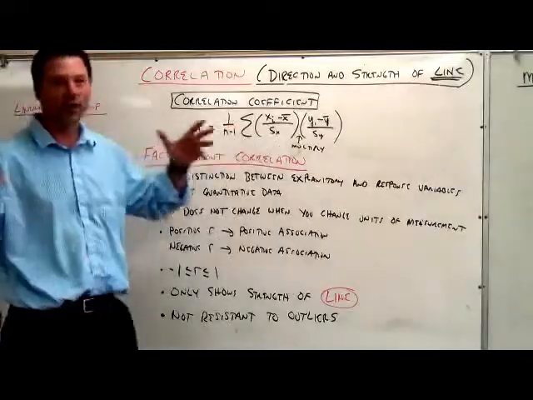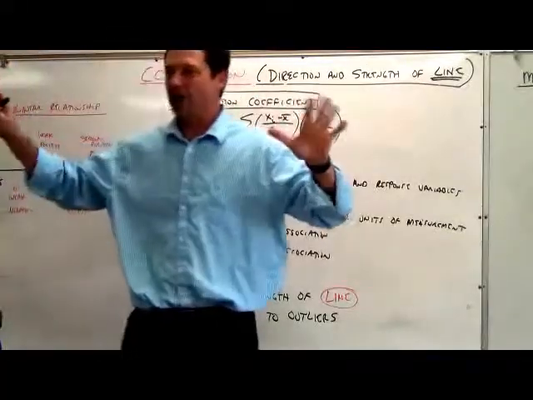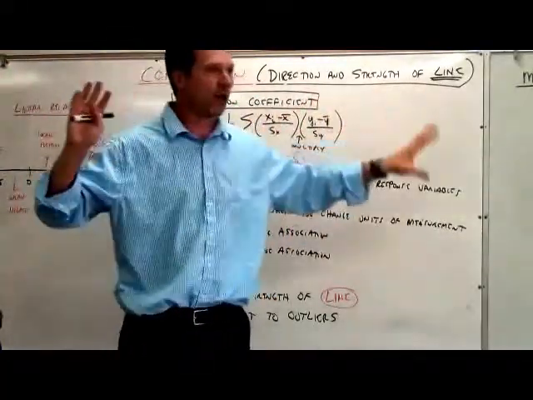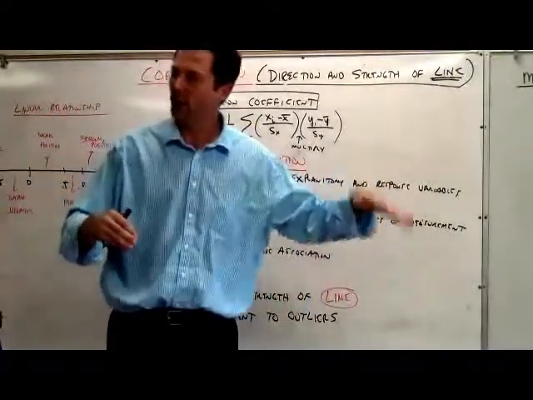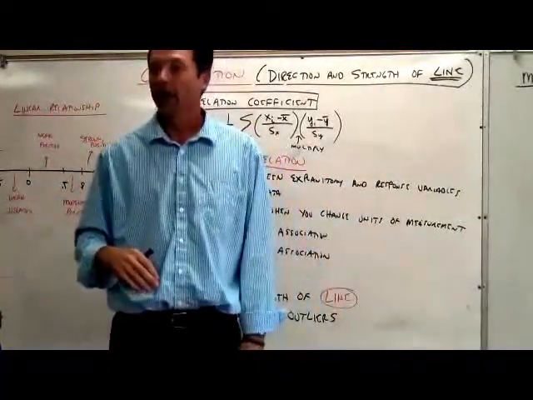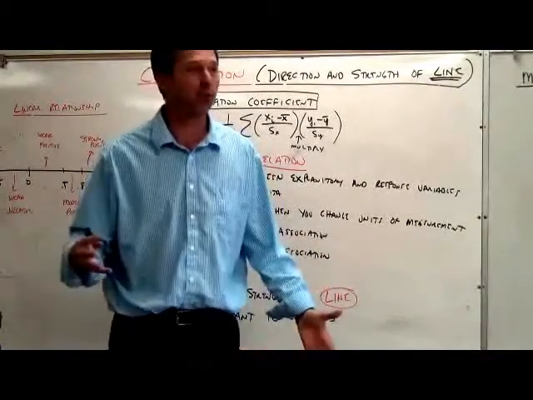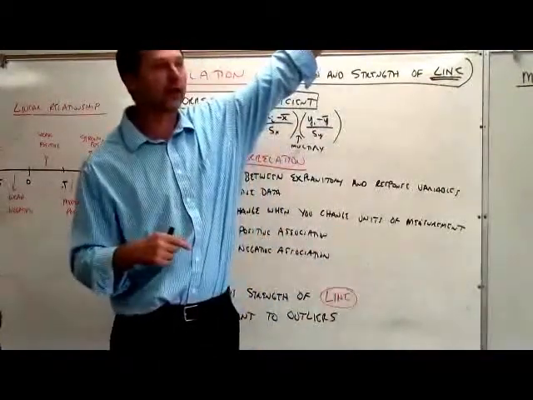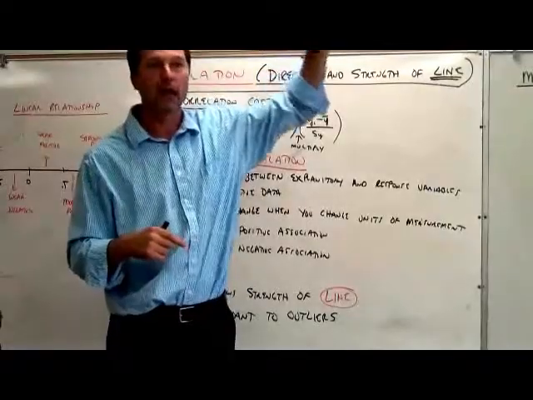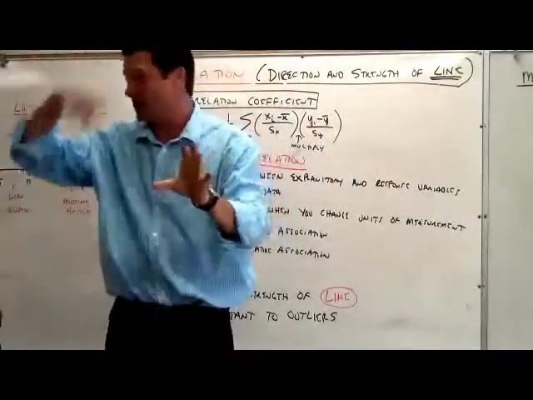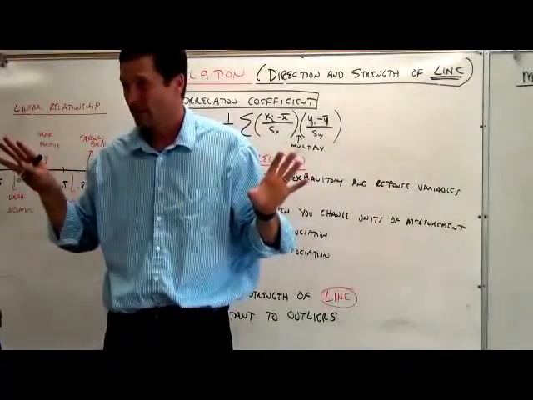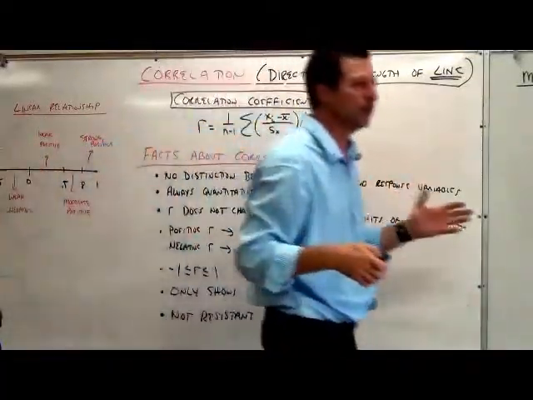Okay, so here's what it is. If you get an answer after doing this crazy formula and it comes out to -1, you've got a perfect straight line going in a negative direction. If you get an answer that says +1, you've got a perfect straight line in the positive direction. And if you get an answer that's 0, it means it's the worst line possible. It's like a circle.